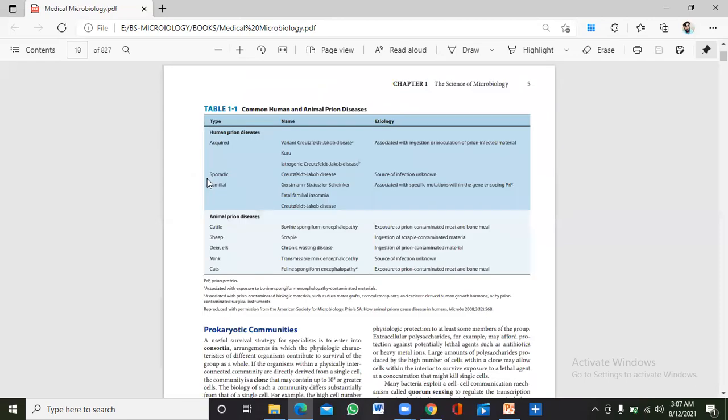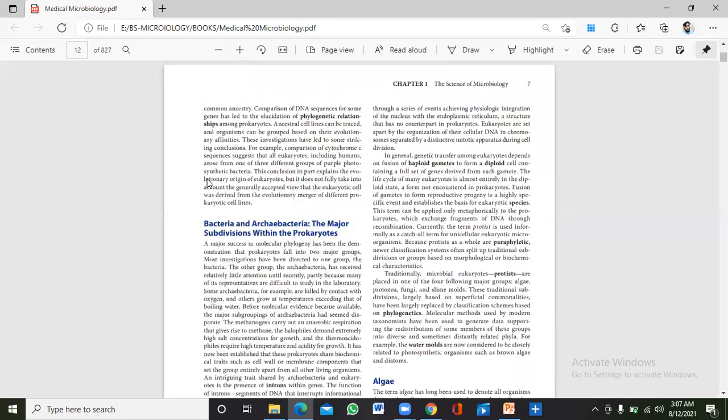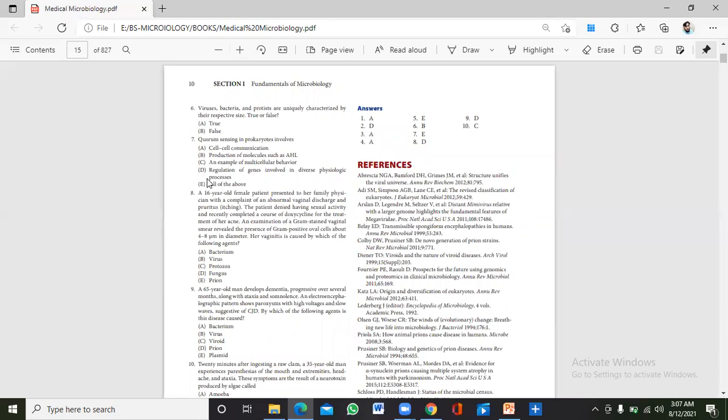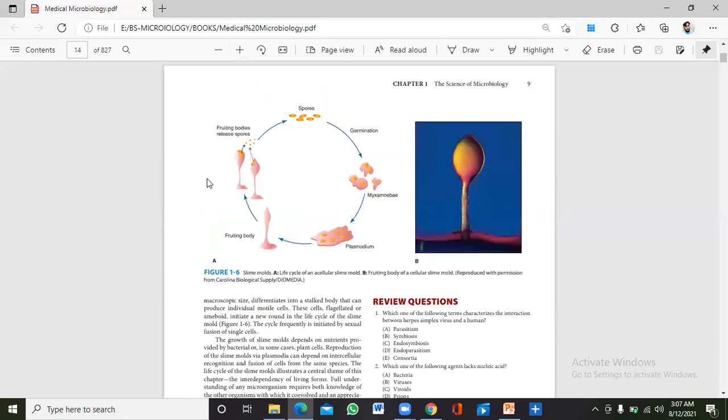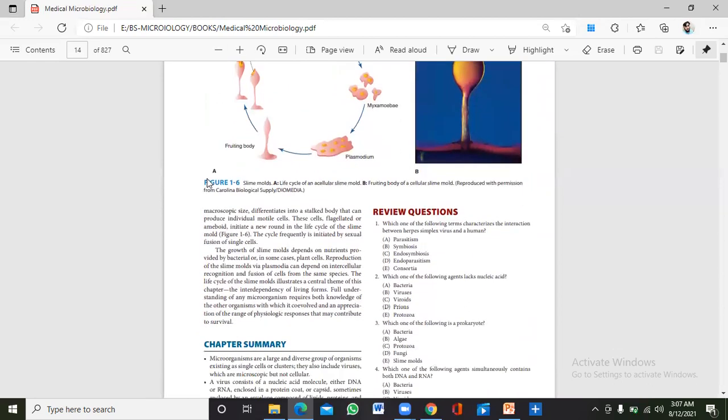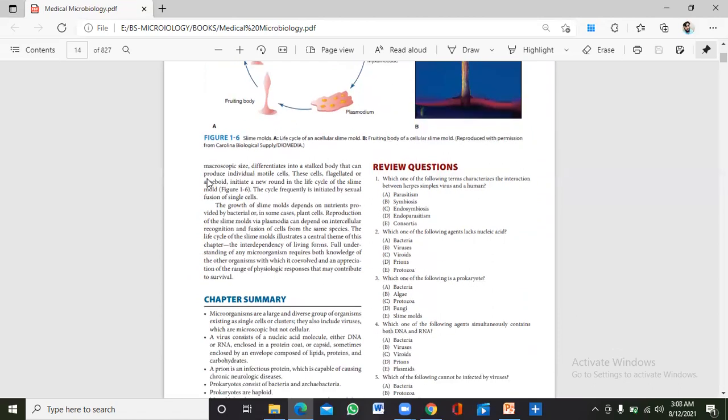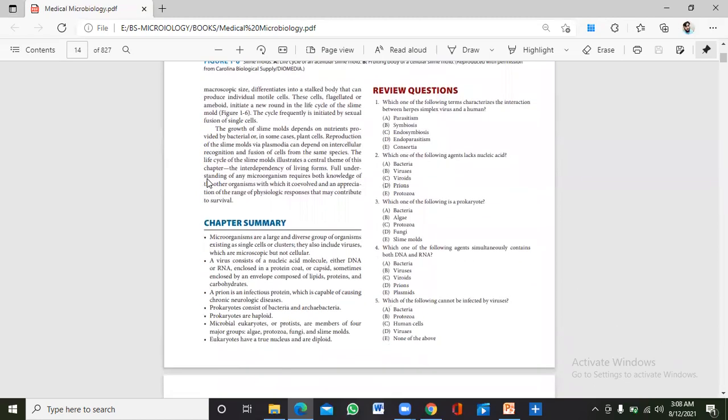This chapter consists of this. What are prokaryotes? What are eukaryotes? All of it is used in this book. And I want to tell you guys that this book is very important from this point of view, that at the end of the chapter there are MCQs from the chapter that you have studied. So when you study this chapter, after that you can easily attempt these MCQs.